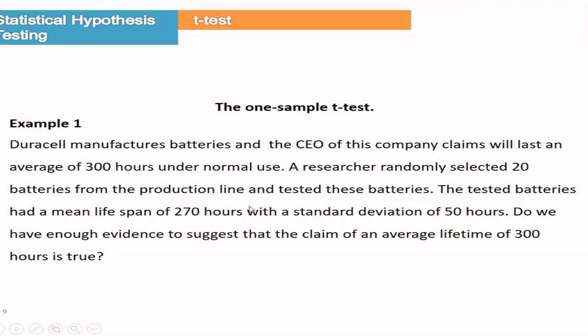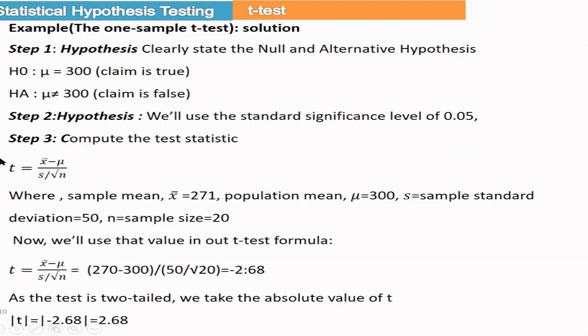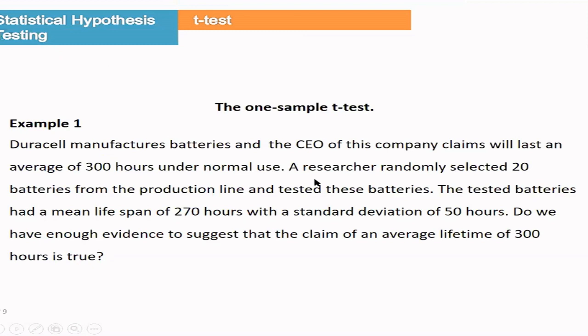It is calculated from the sample, so we have to use the t-test, not the z-test. Okay, almost the same formula. The formula for the t-test is x bar minus mu divided by s over root n, where x bar is the sample mean, that is given already.